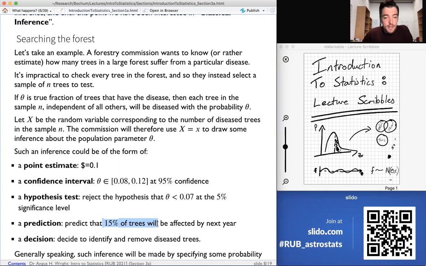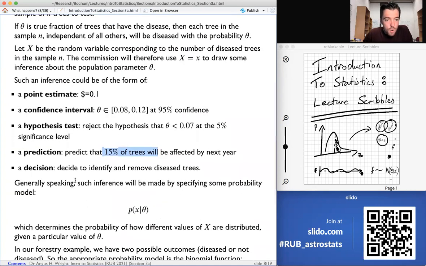Okay? Generally speaking, all of these inferences are made by specifying some model of probability, which is this conditional probability, the probability of X given theta. The conditional probability of X given theta, that is the probability of the observations given some model of the data.